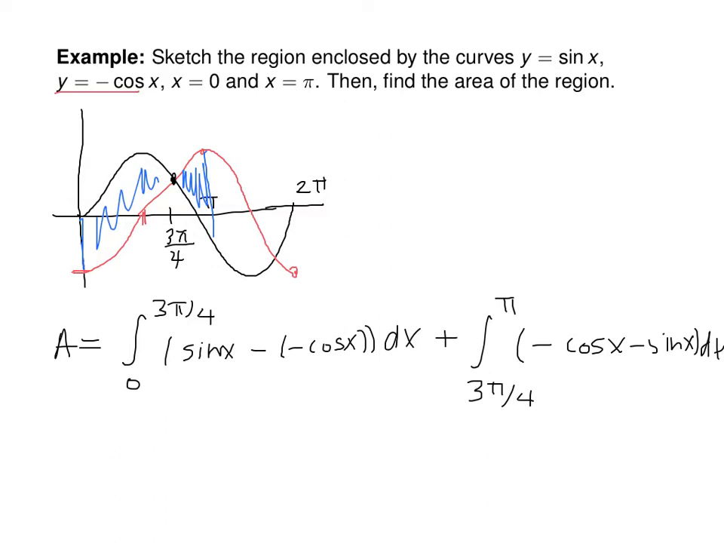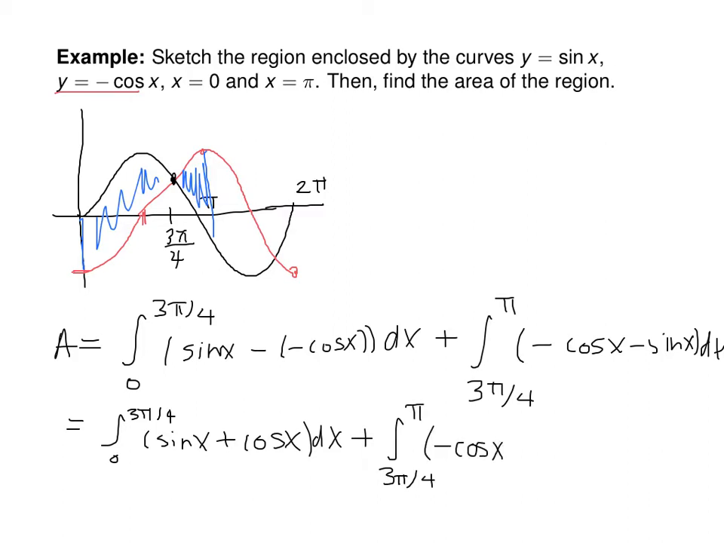And you can simplify that double negative and make this into an integral from 0 to 3 pi over 4 of sine x plus cosine x dx, plus the integral from 3 pi over 4 to pi of negative cosine x minus sine x. Technically you could factor that negative out if you want to, just be careful. Now, when you work this all out, you should get 2 root 2.